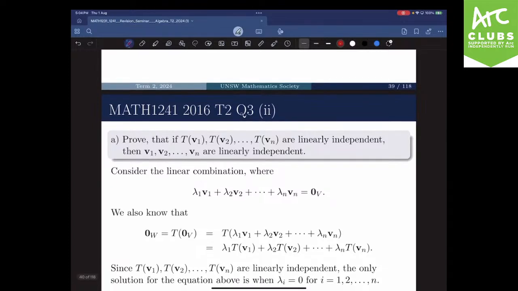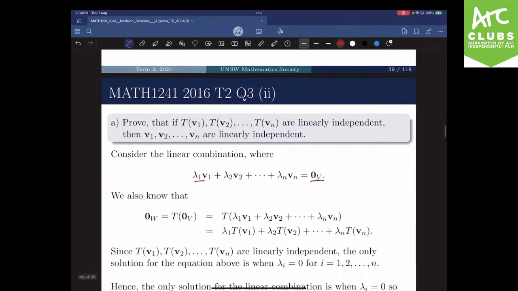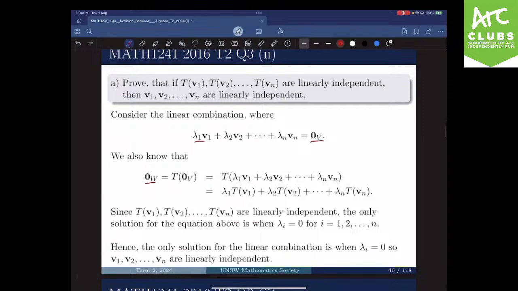we consider the linear combination such that lambda 1 v1 plus lambda 2 v2 plus ... plus lambda n vn is equal to the 0 vector in V. We know that the 0 vector in W is equal to T of the 0 vector in V, which is just something about linear transformations. So it's equal to T of this, which is equal to T of this, and we can expand it out since it preserves vector addition and scalar multiplication. We get this plus this plus this plus this.